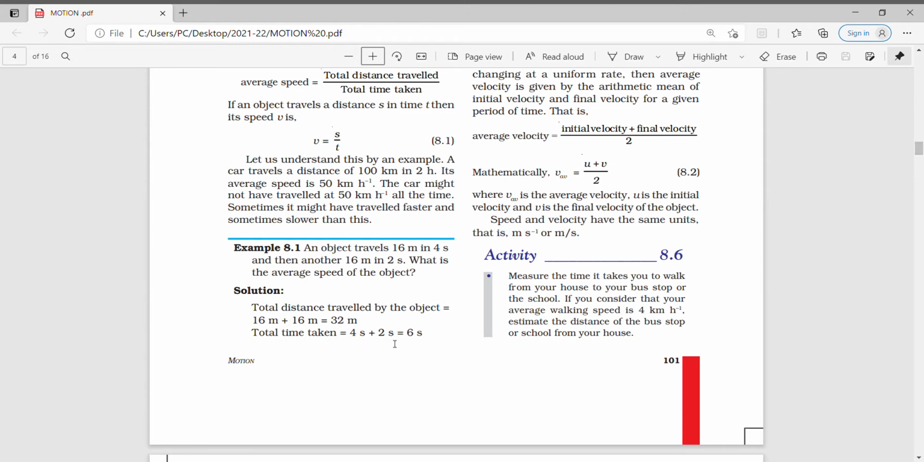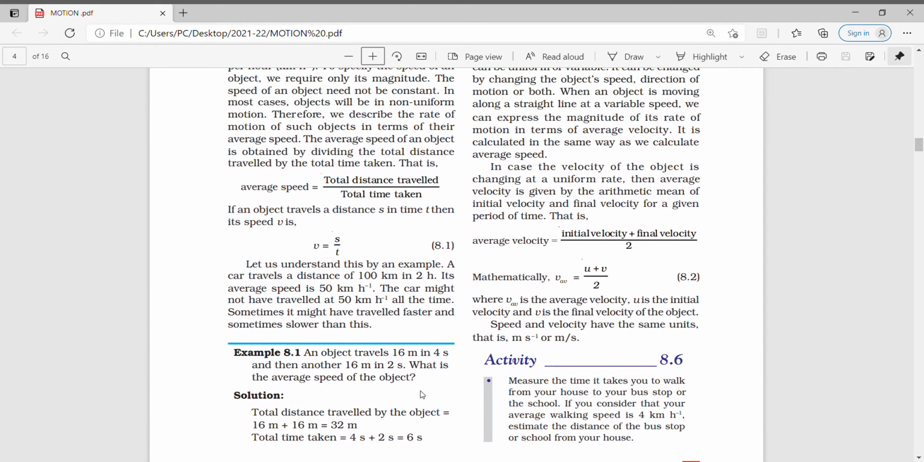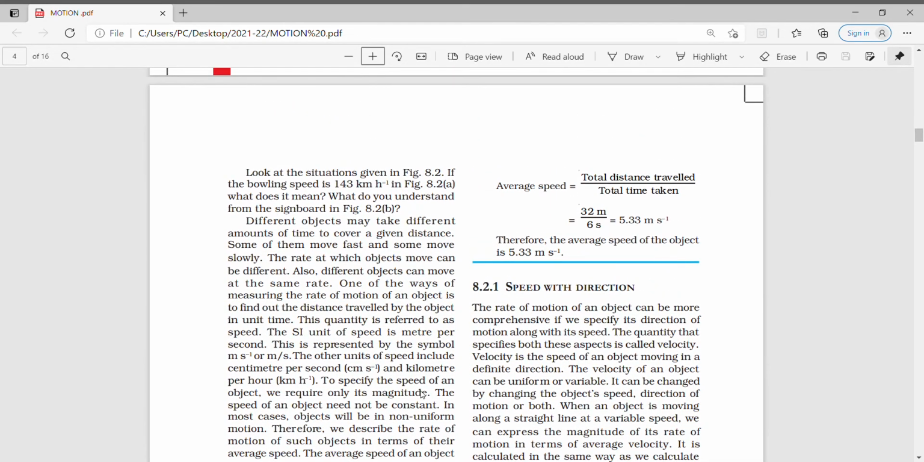As you can see from the question here, first 16 meters they are covered in 4 seconds and the next 16 meters they are covered in 2 seconds. So total time taken will be 6 seconds. So we have average speed. It is equal to total distance covered divided by total time taken, 32 divided by 6, and this is equal to 5.33 meter per second. So this is example 8.1.